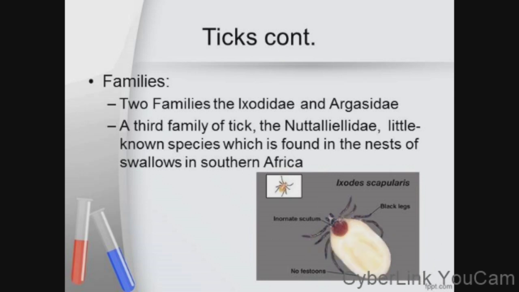The third family of ticks is called Nuttalliellidae, which contains only a single species. They are known in southern Africa for nesting with swallows.